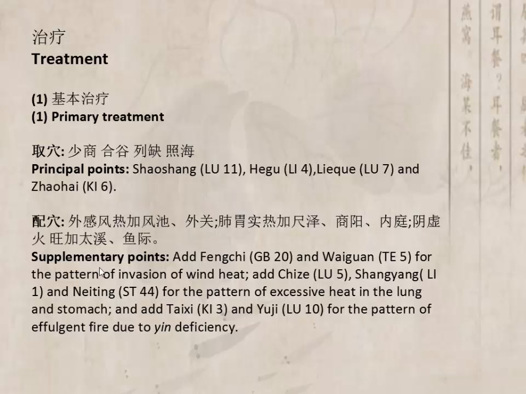No, that's it, sorry. Was LI. LI, yeah, more for excess heat, okay? GB20 and San Jiao 5 added for wind heat, right? Clear the exterior wind, external gate, wind gate. Lung 5 and LI1 and stomach 44 for excess heat in the lung and stomach. Now there's a little bit of space here. So why are we using lung 5 instead of lung 10?